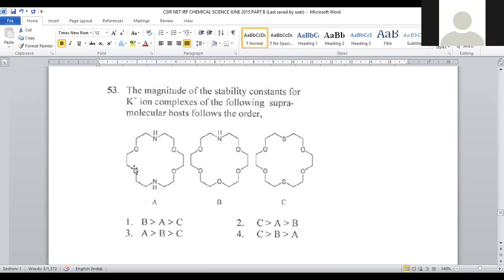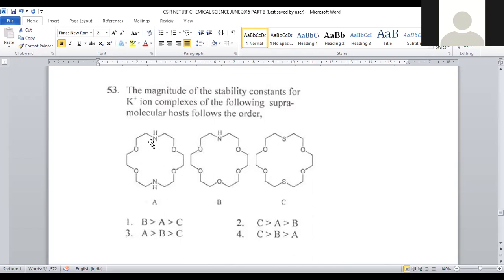The more electronegative element among the following is oxygen. Oxygen has a stronger tendency to bind with potassium, later nitrogen, later sulfur. That's the reason why, where oxygens are more, option number B has more oxygens, so it will react with potassium to a greater extent. So the stability constant for B will be higher.